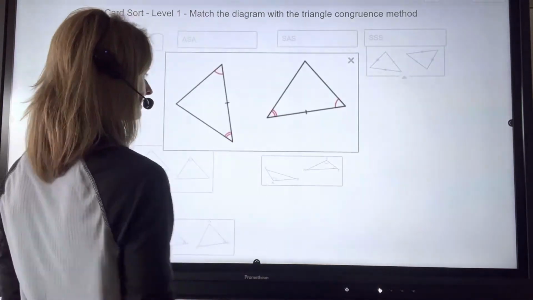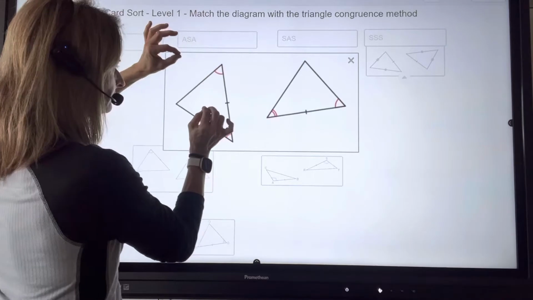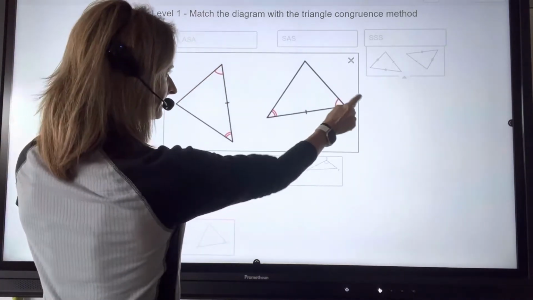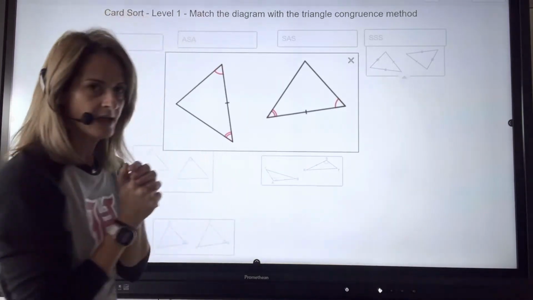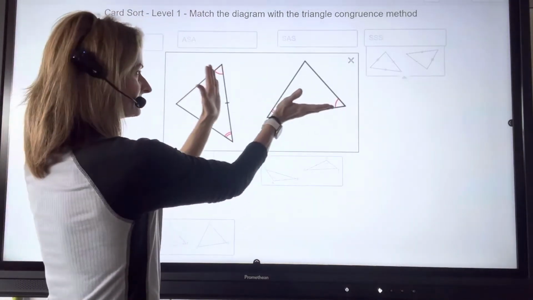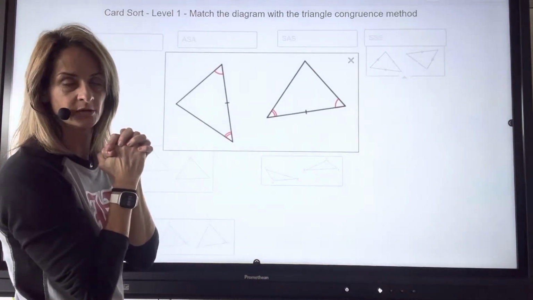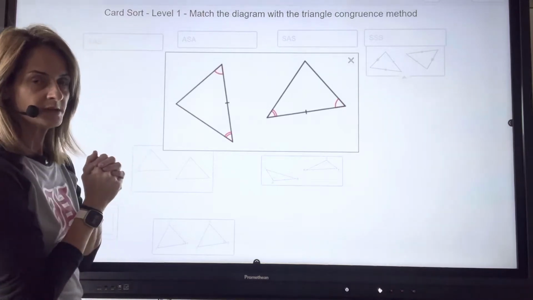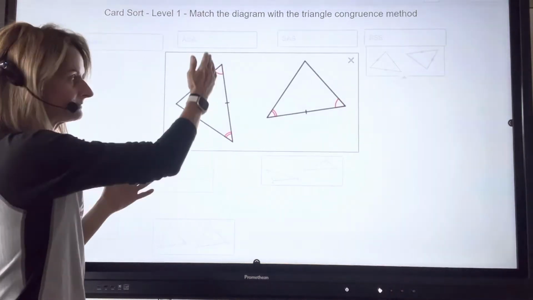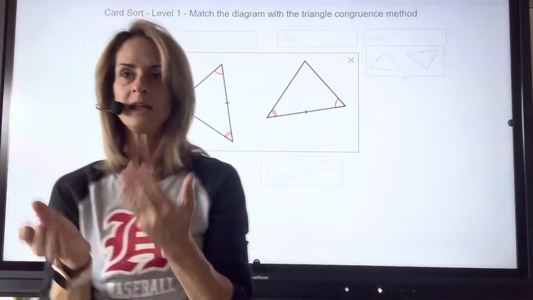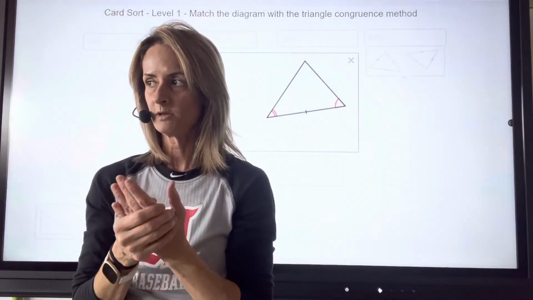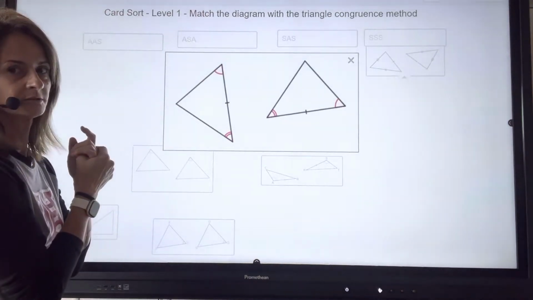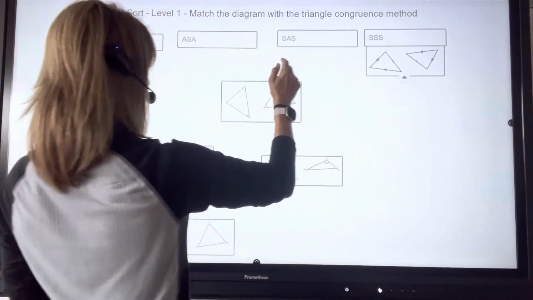Next one. Notice we're given two sets of angles that correspond to each other. This angle corresponds to that angle, this angle corresponds to that angle, and we also have one pair of sides that correspond to each other and are congruent. The side is in between the two angles. So, since in the diagram the side is in between the two angles, in the name the side has to also be in between the two angles. So what way to prove triangles congruent? What's this called? Angle, side, angle.